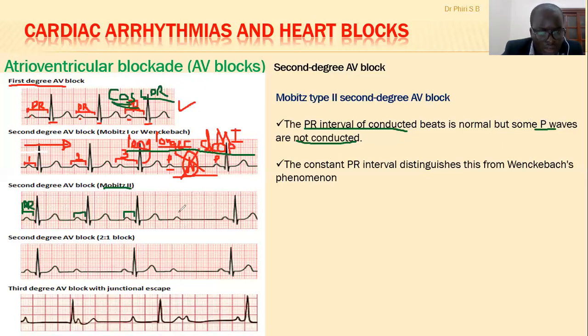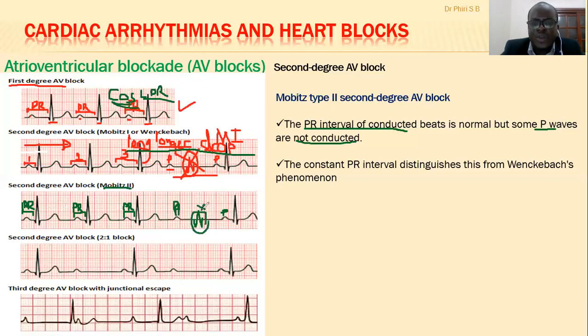So here you have this P wave, but this P wave is not followed by a QRS complex. You have another P wave here. So there is a missing QRS complex, just like in Mobitz type 1. But the difference here is that the PR intervals are consistent. So these PR intervals are consistent, but they are coupled with a P wave with a missing QRS complex.